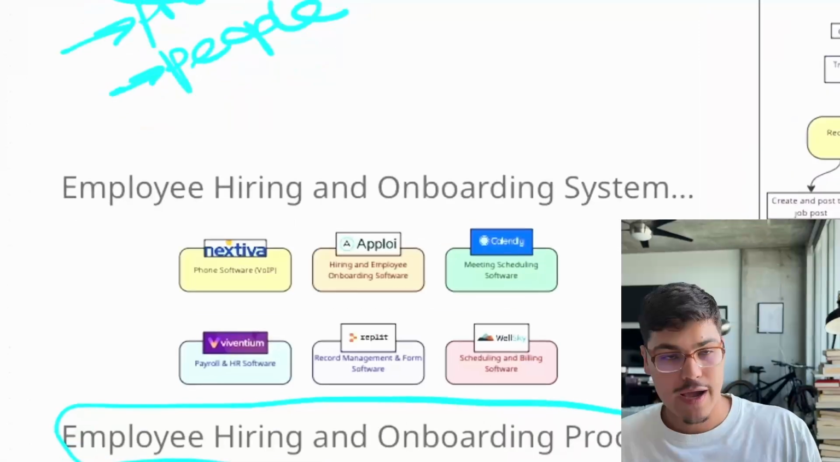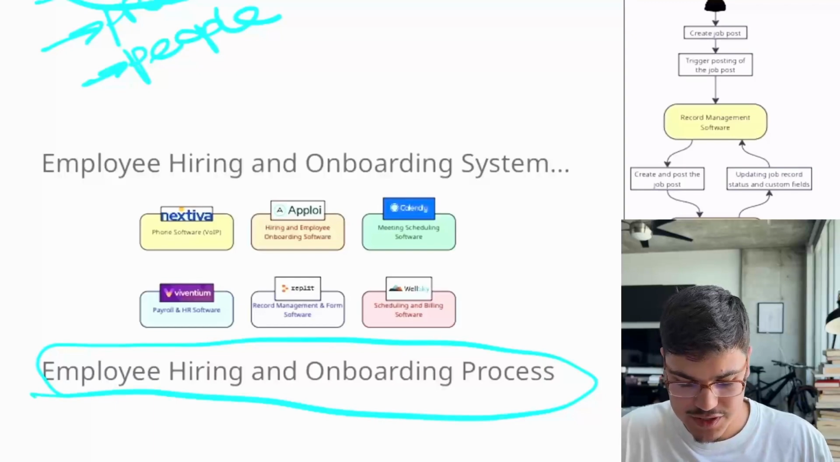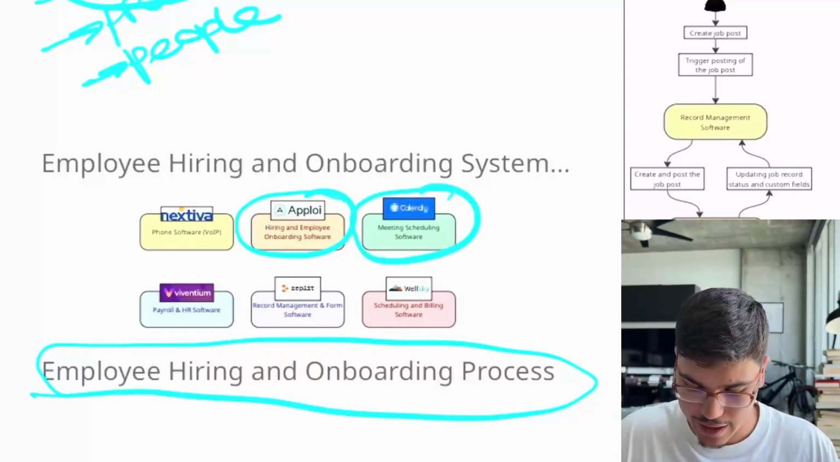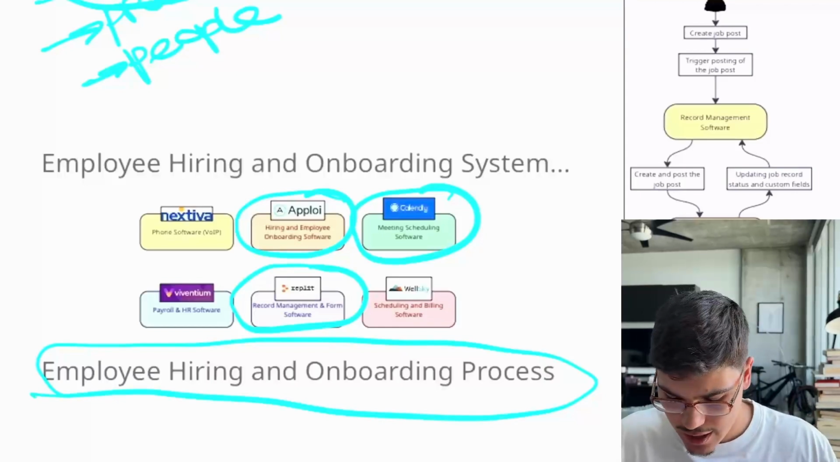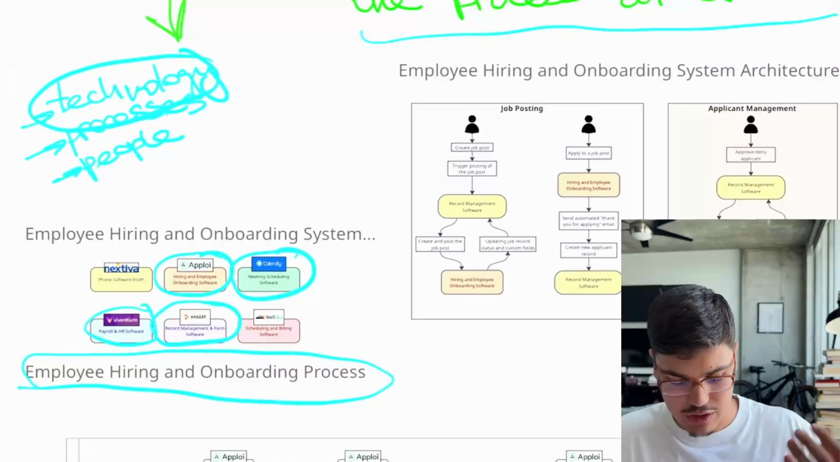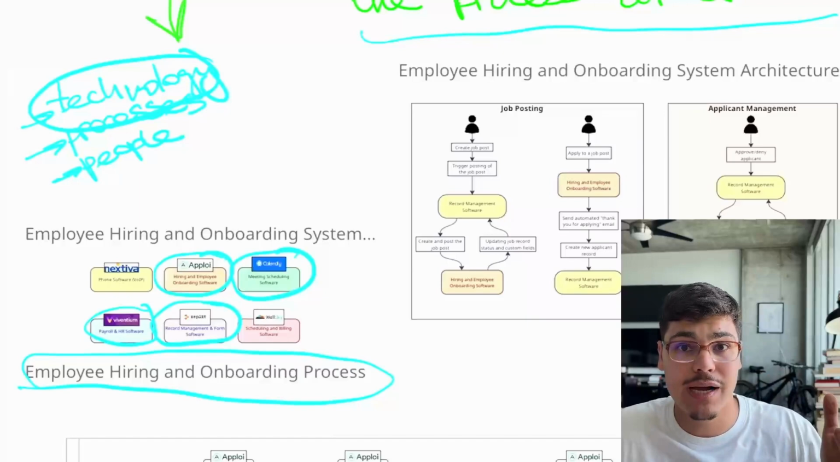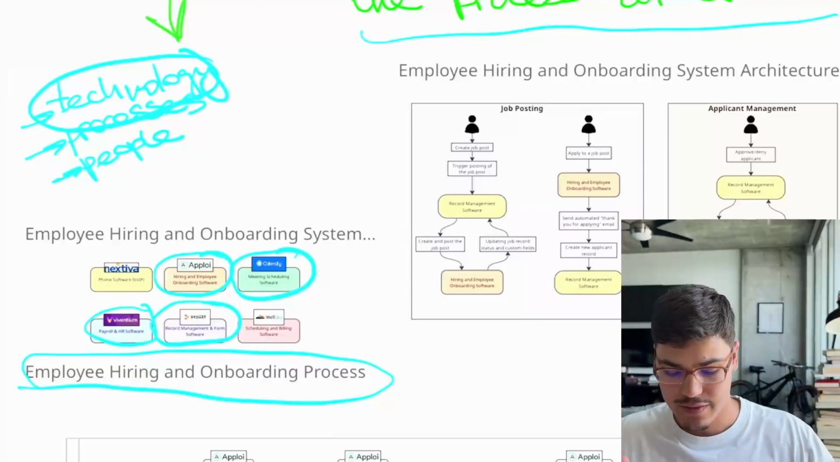This is an example of the hiring and onboarding process. So in this example, people are using hiring and employee onboarding software here. They're using Calendly for meeting scheduling. The record management system is built in Replit, which is one of the places where you can build custom applications. And there is also Viventium, which is payroll and HR software. So again, these are basically the software and technologies the company is using to complete that process. Because you're probably using a bunch of software to do something in your business, and you just need to mention that when you're building and designing that system in place.